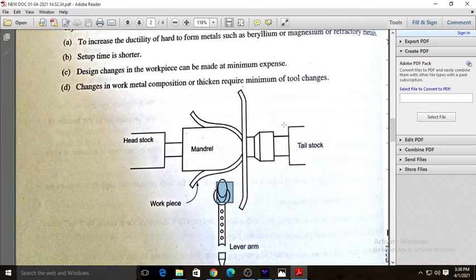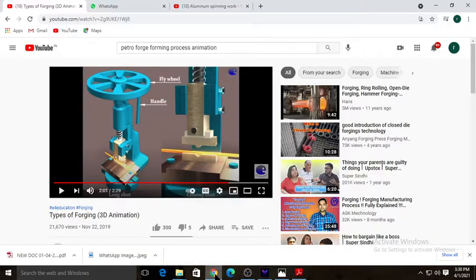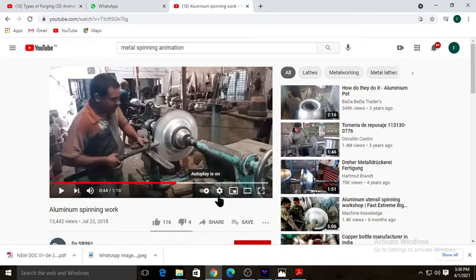Here you can see this sheet metal or the workpiece. This is the final product and this is the initial product. We can convert this metal sheet into a hollow cylinder like this, like the workpiece here. I am going to show you the video. By watching this video you will get the idea of how this metal spinning works.